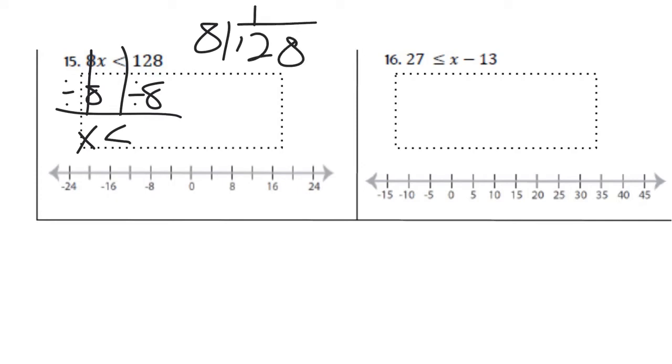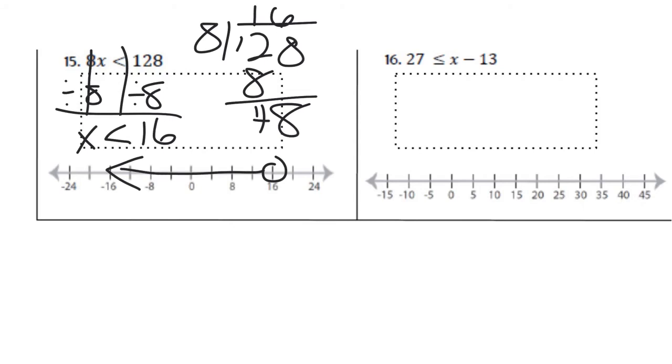If you don't know it, do your short division. 8 will go into 12 once. That would be 8 left over. You have 4. Bring your 8 down. 8 goes into 48 6 times. So this is x is less than 16. So it's an open circle on 16 and it's less than. So we're going to go that way. This one you don't have to write solutions on.